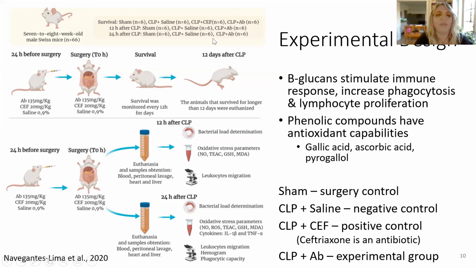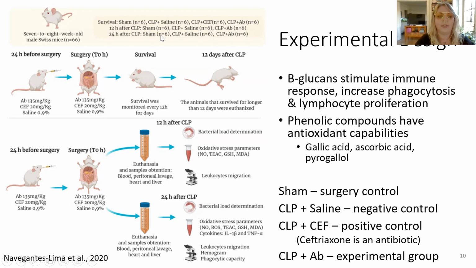And so here's their overall experimental design. Their way of inducing polymicrobial sepsis was through a procedure called a cecal ligation puncture. And a cecal ligation puncture, or CLP, as the name implies, is where they puncture the cecum with a needle and then squeeze out a little bit of what's in there and then sew the mice back up.